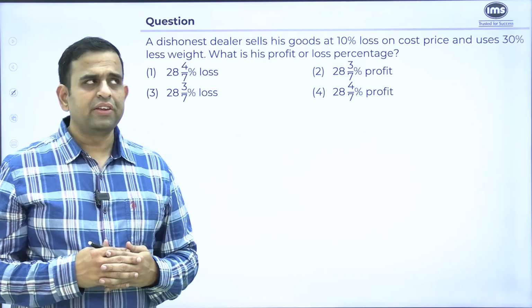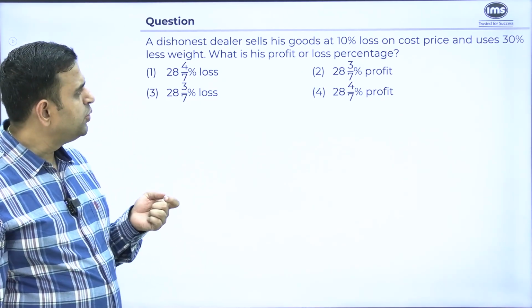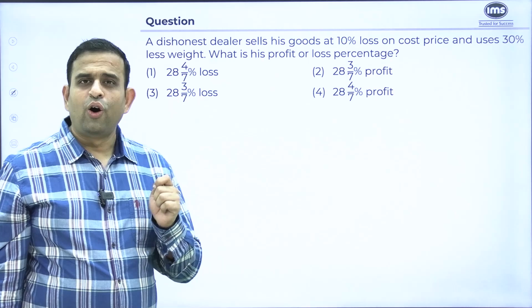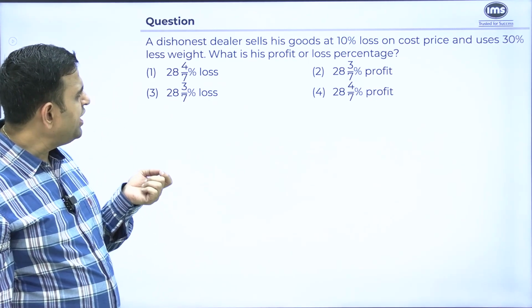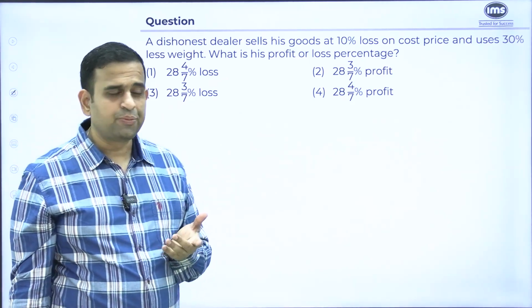In the next sum, it is given that a dishonest dealer sells his goods at 10% loss on cost price and uses 30% less weight. What is his profit or loss percentage?